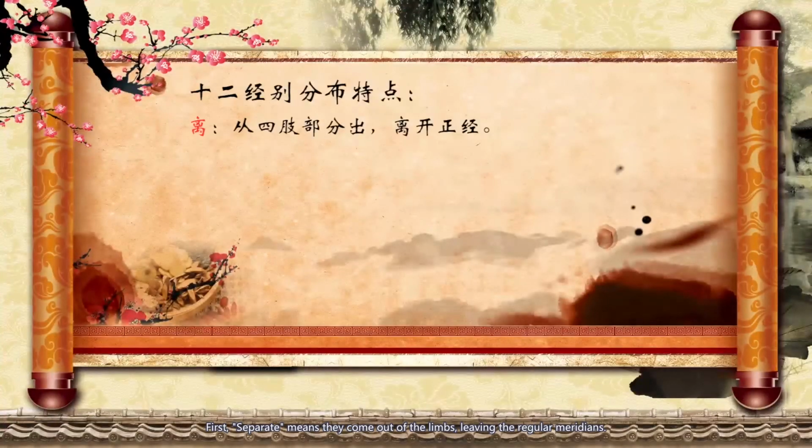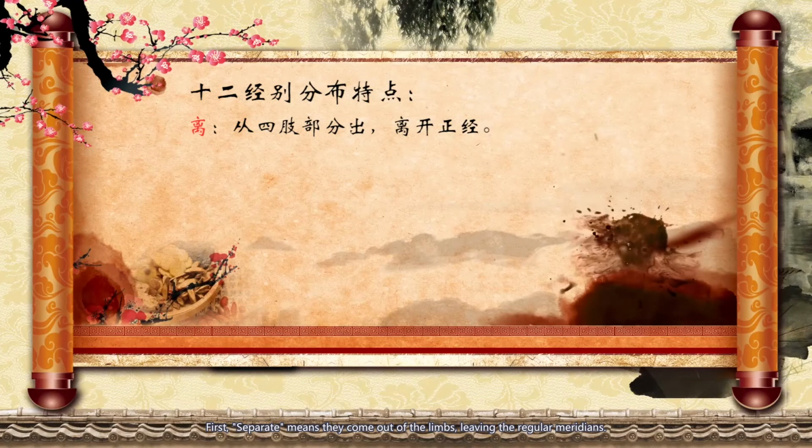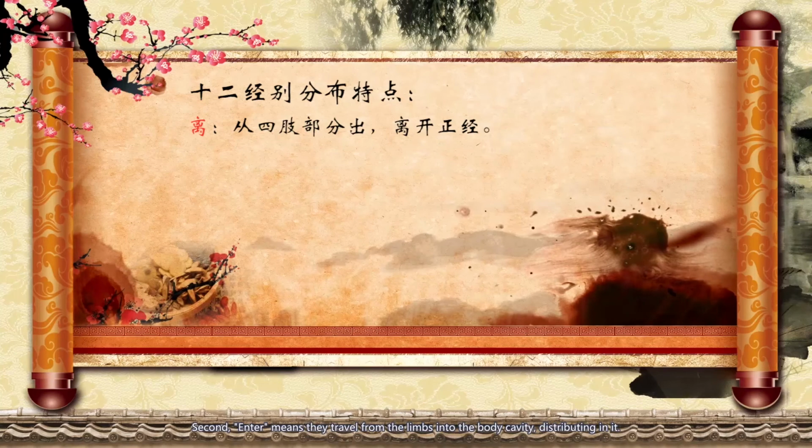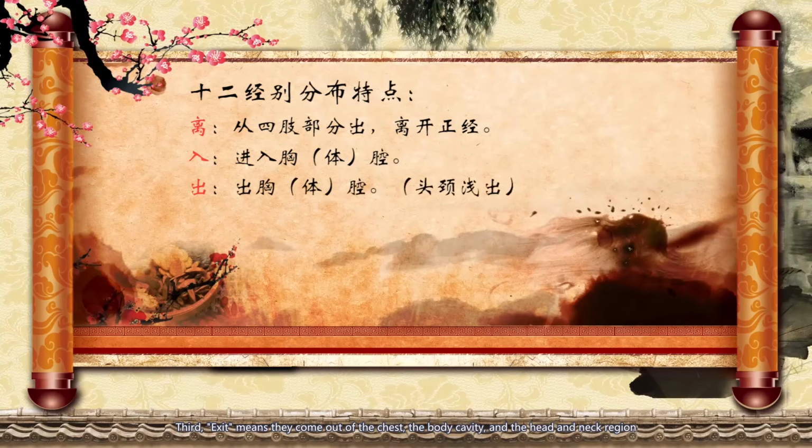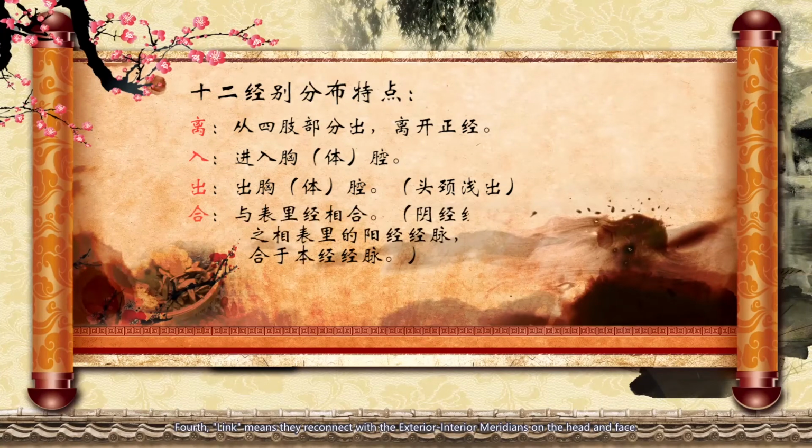First, separate, means they come out of the limbs, leaving the regular meridians. Second, enter, means they travel from the limbs into the body cavity, distributing in it. Third, exit, means they come out of the chest, the body cavity, and the head and neck regions, and then travel sharply to the head and face. Fourth, link, means they reconnect with the exterior and interior meridians on the head and face.